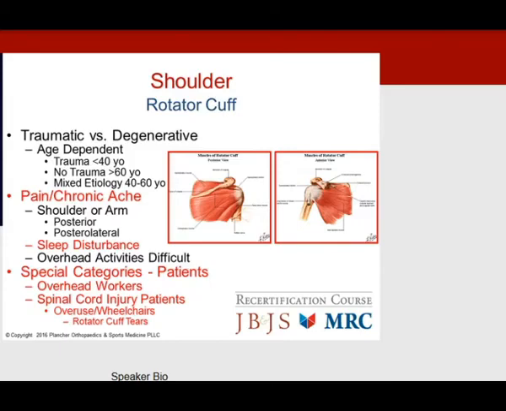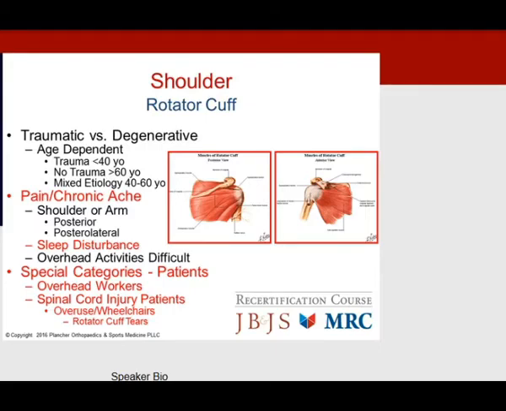It is age dependent. Trauma affects a rotator cuff in a less than 40-year-old. And more often than not, it is non-traumatic in a greater than 60-year-old. The patient will present with pain or perhaps a chronic ache. They may demonstrate a sleep disturbance. They may say it's difficult to do overhead activities.